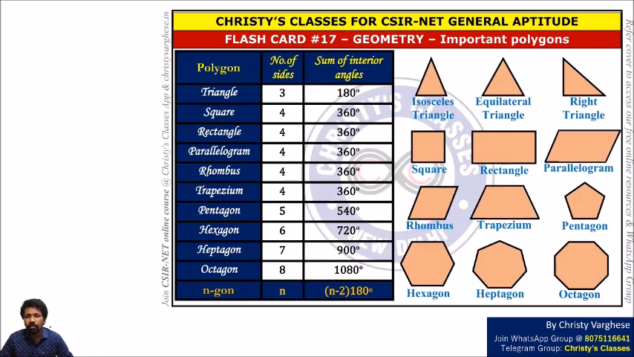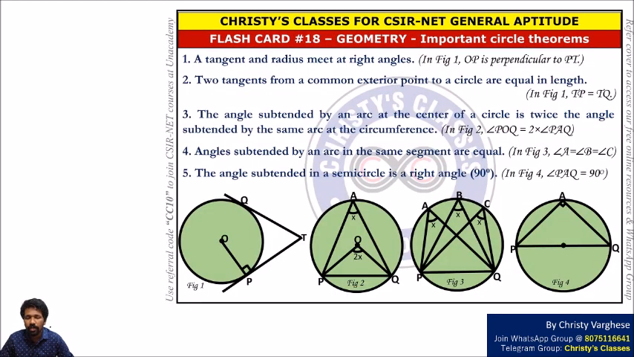So that is about normal polygons. Now there is a special polygon called circle. I hope all of you remember circle theorem. So I have just summarized the circle theorems that is needed for CSIR-NET exam. Especially the last 3 theorems, please learn it.